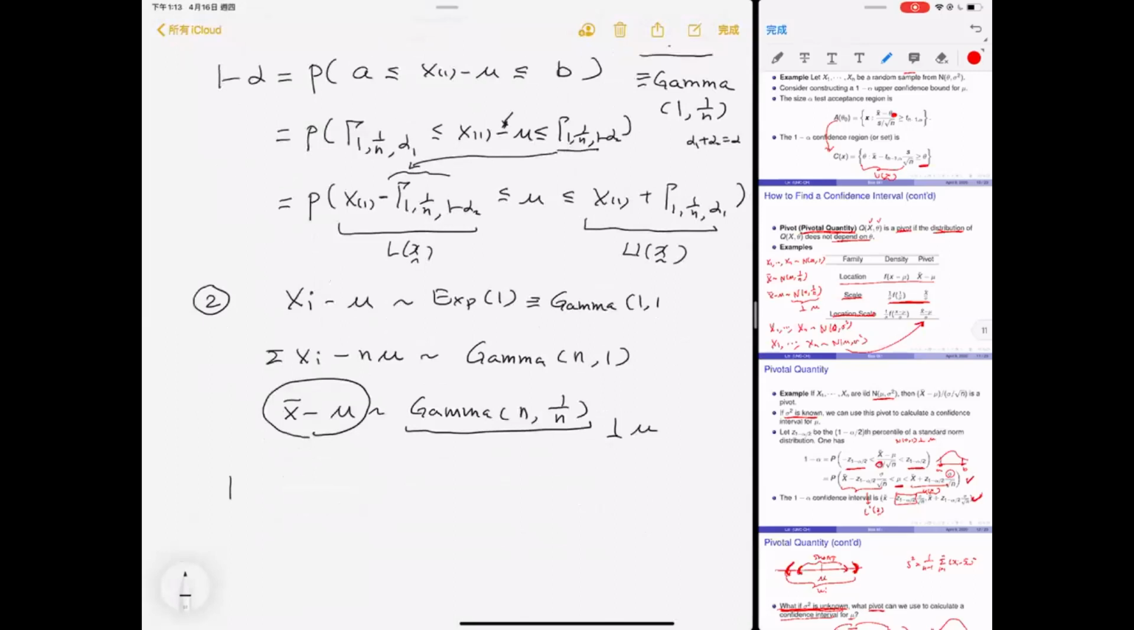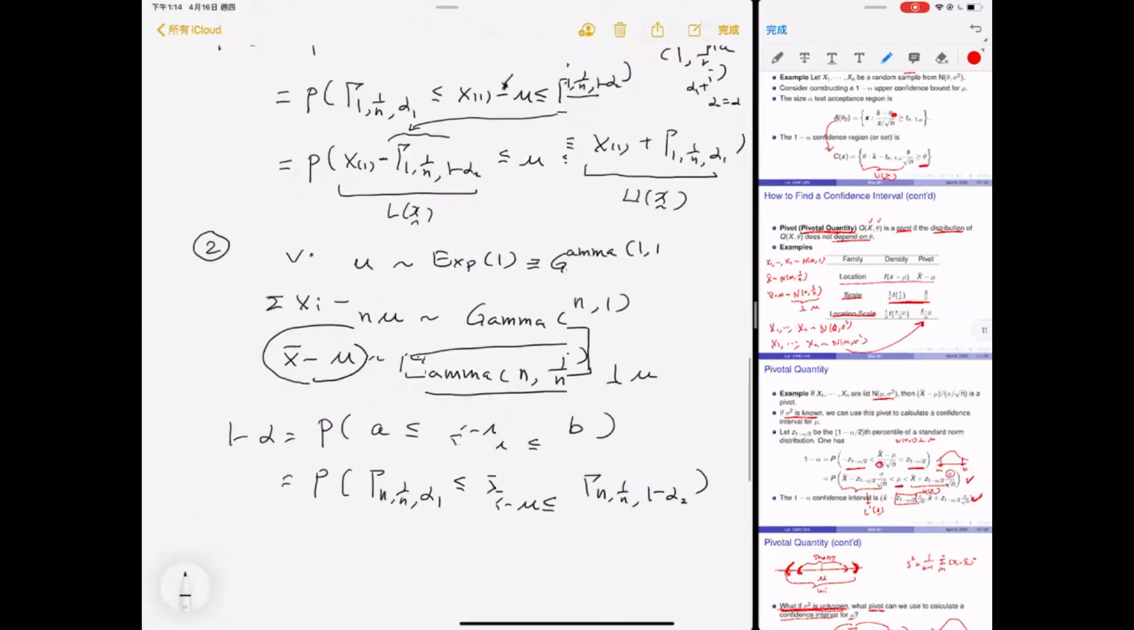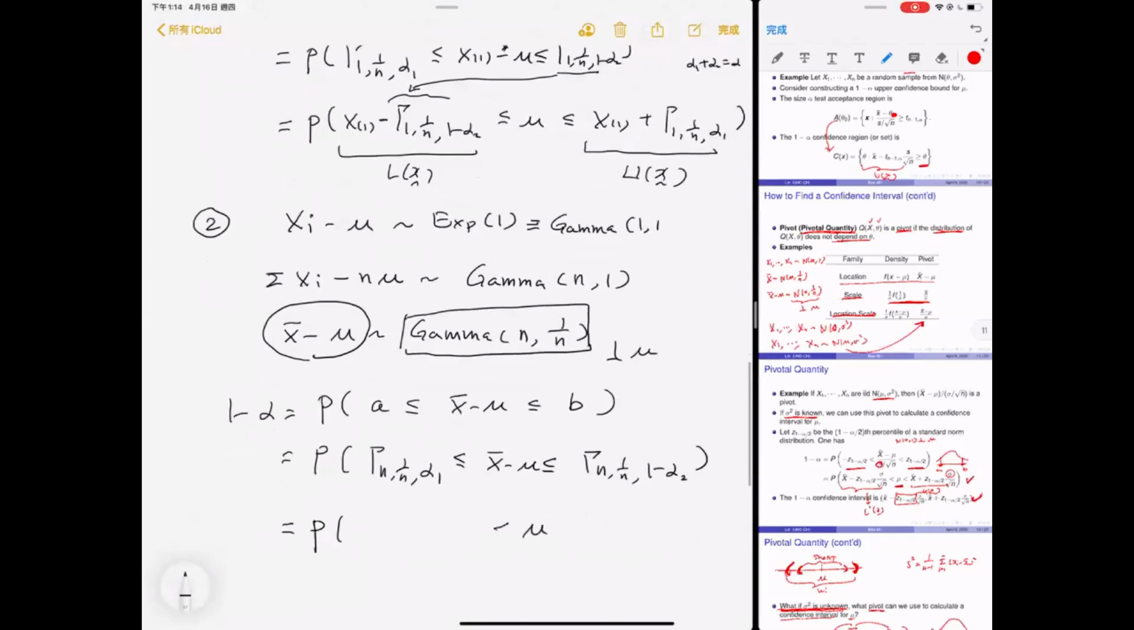Then if x bar minus mu is a pivot, then you're just able to write it from A point pivot to B point, which means quantile to quantile. Right here is what? I got quantile is gamma n 1 over n. So that means I can write A as what? Gamma notation again, n 1 over n, left hand side alpha 1, and then gamma n 1 over n, right hand side, 1 minus alpha 2. And then by doing so, you could also put your mu in the middle, bigger or smaller, become your lower bound. Again, upper bound become lower bound because of minus right here.